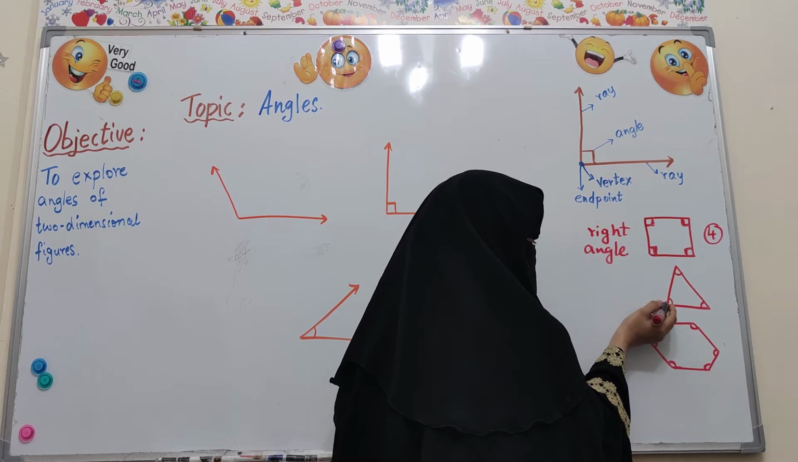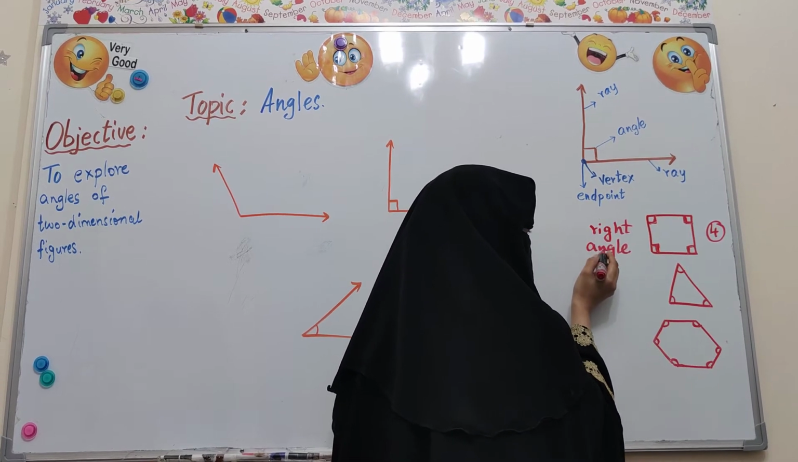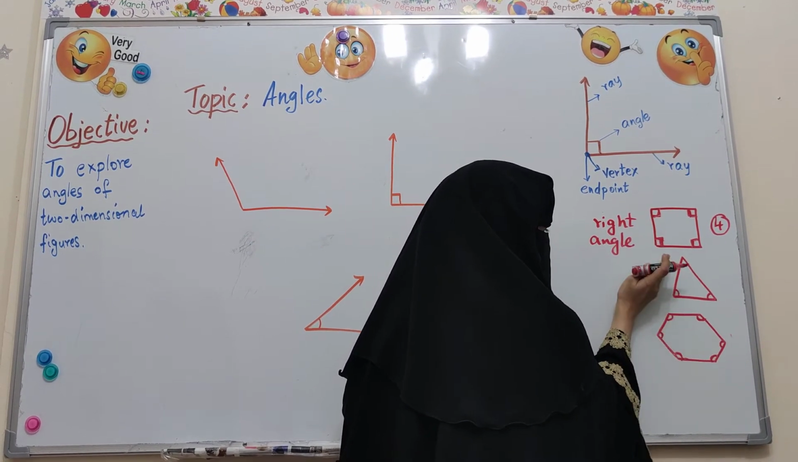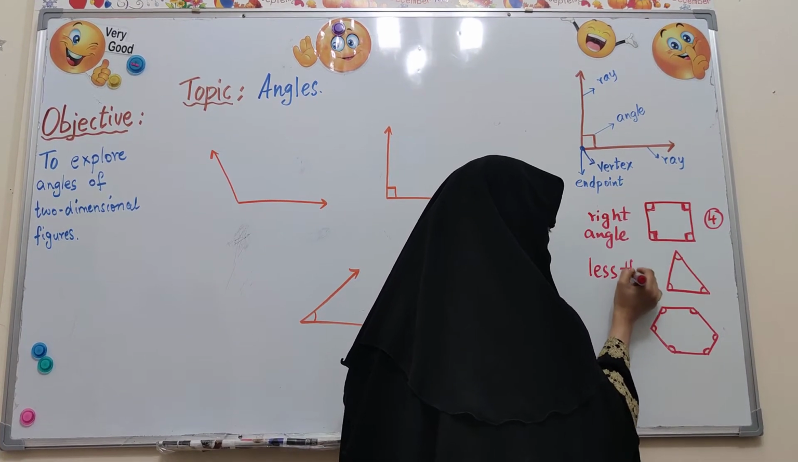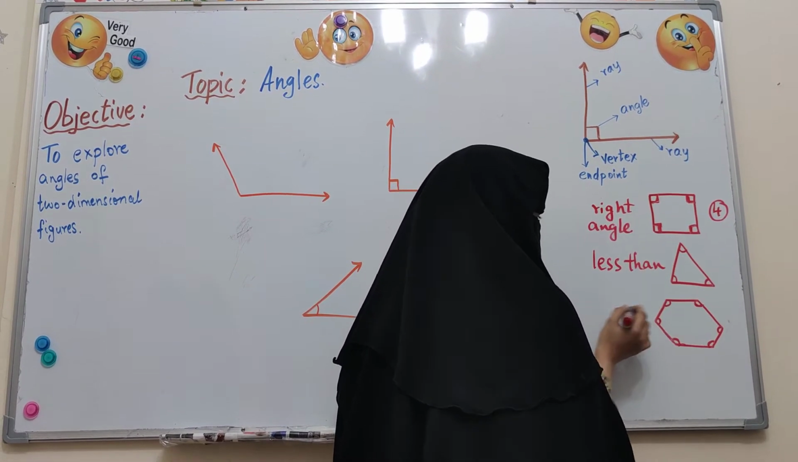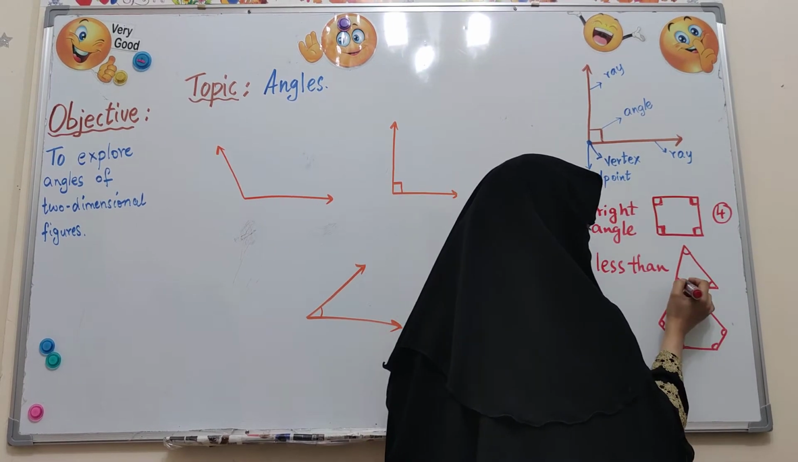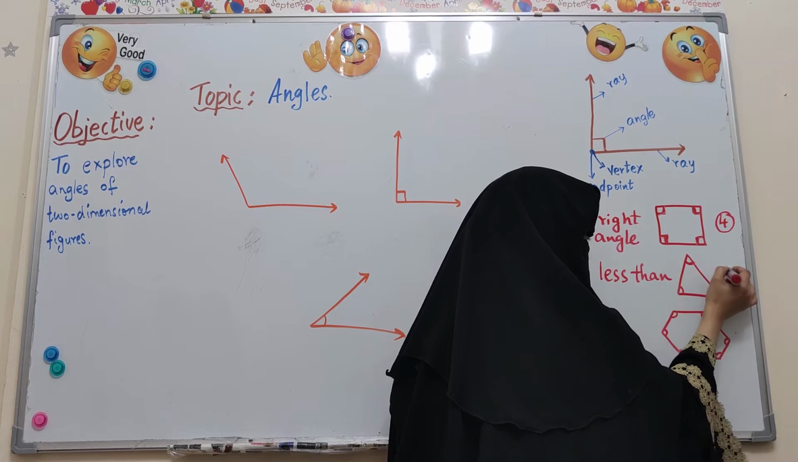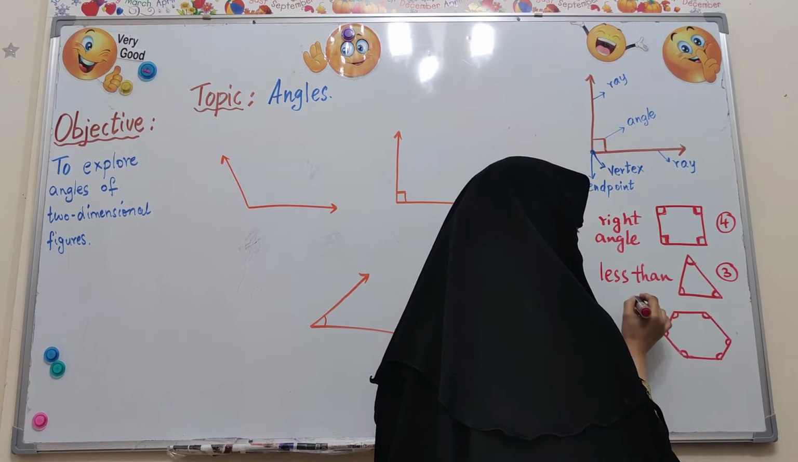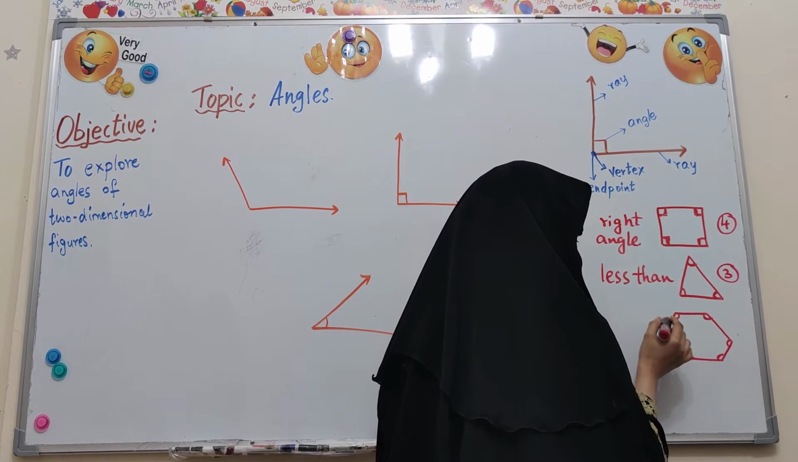What about this triangle? In a triangle, it does not have a right angle. It is moving inside, which says that it is less than a right angle. So how many angles do you have in a triangle? 1, 2, 3. So there are 3 angles in a triangle.